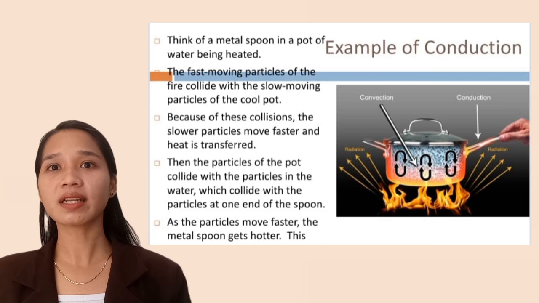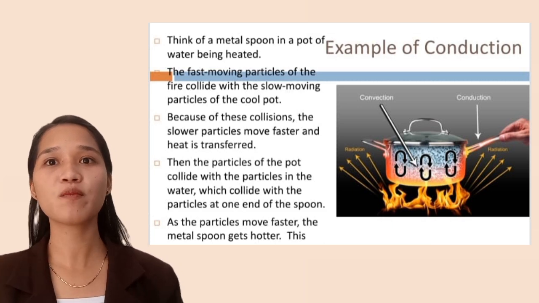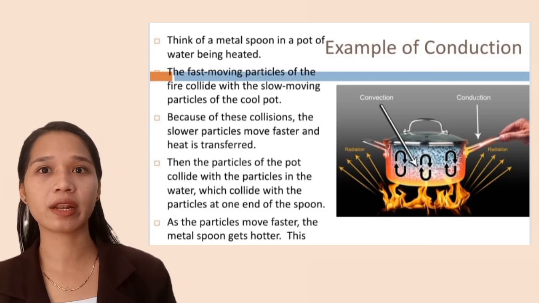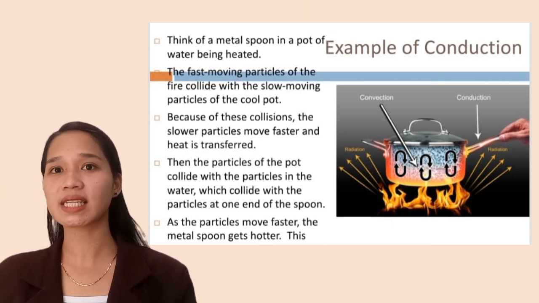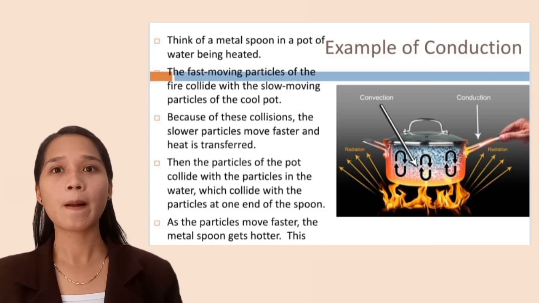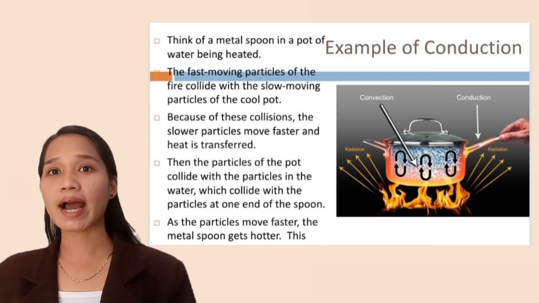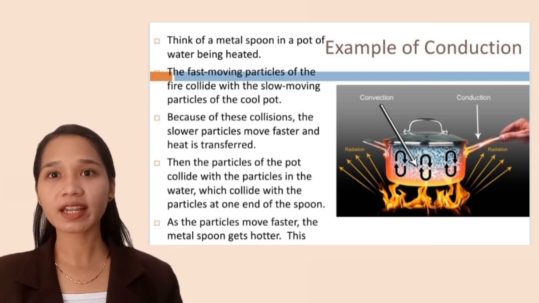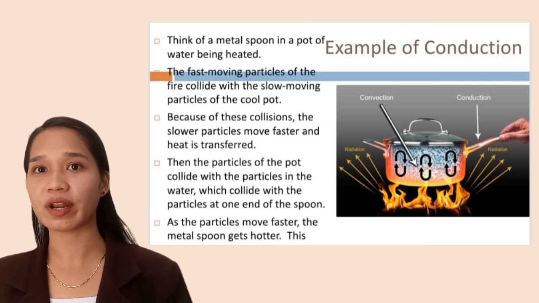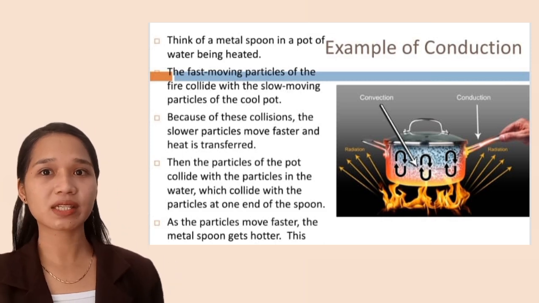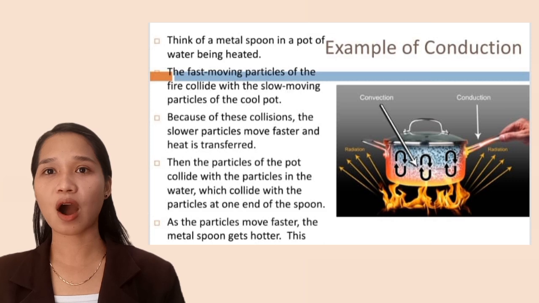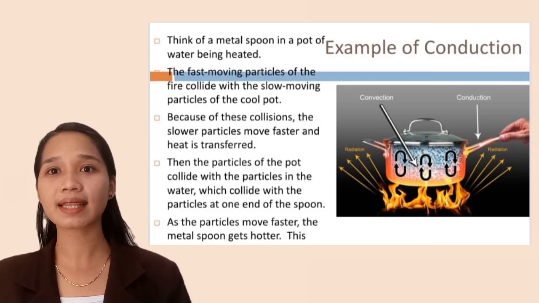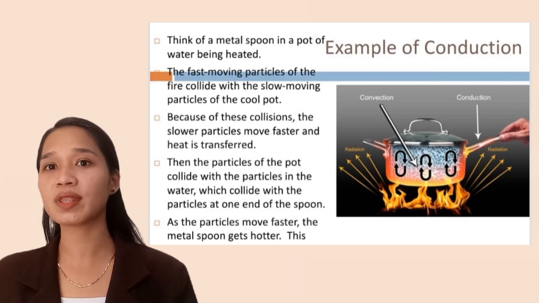These fast-moving particles of the fire collide with the slow-moving particles of the cool pot. Because of this collision, the slower particles move faster and heat is transferred. Then the particles of the pot collide with the particles in the water, which collide with the particles of one end of the spoon. As the particles move faster, the metal spoon gets hotter. This process of conduction is repeated all along the metal until the entire spoon is hot.